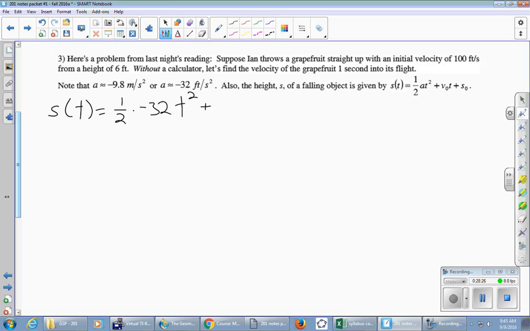T squared plus, what's the initial velocity? It's 0 if we drop it, but that's not what's happening here. So this one, I'm actually throwing it up at 100 feet per second. So that's 100 times the t plus s sub 0 is the initial height. What is it? 6. So I throw it kind of right here from top of my head at 100 feet per second. Let's just smush the first 2 numbers together. Negative 16 t squared plus 100 t plus 6.